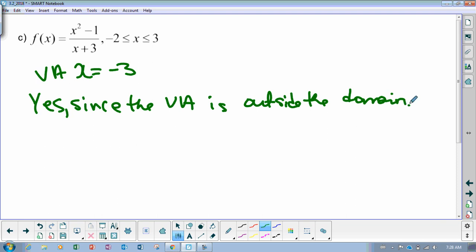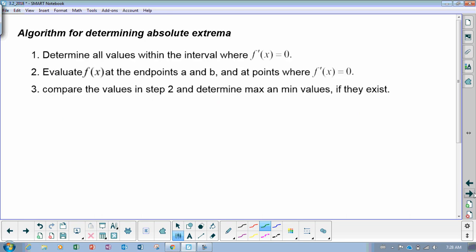So the big thing with this particular lesson is just the fact that now you have to consider domain, which is going to become important when we start looking at optimization problems. The domain is very important for a lot of those questions, since some answers are not going to make sense in context. The other thing we wanted to talk about is, well, first of all, here's a little summary. Determine all values in the interval that f prime of x is equal to 0. Find the endpoints, and then you're going to compare the values to see which one is the highest and which one is the lowest. So that's just a little summary.